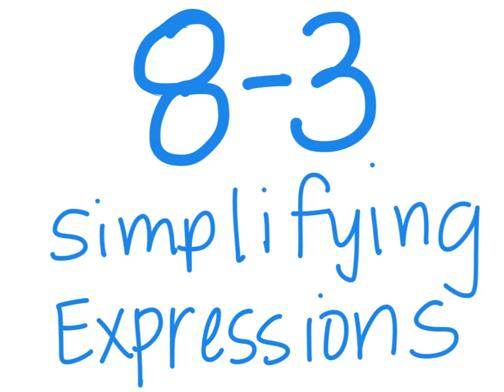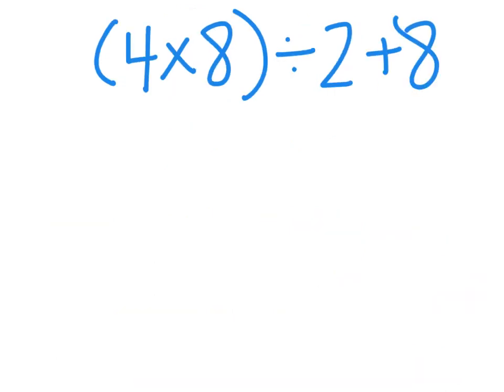In this video, I'm going to be talking about 8-3, which is simplifying expressions. When we're simplifying expressions, all that means is getting your expression into the simplest form possible. And most of the times, like in this example here, that will just be a single number. So really, all you are doing is solving this expression using the order of operations like we discussed in 8-2.